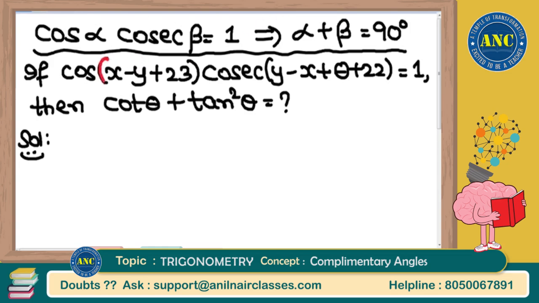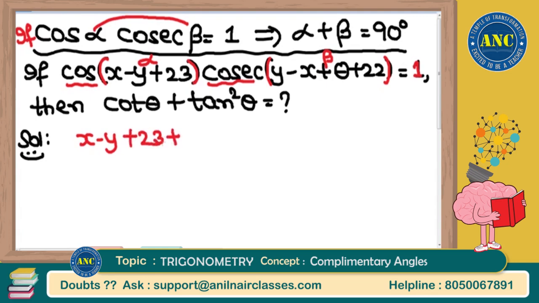This entire thing, whatever is there in the bracket angle, I will call that angle as alpha. This entire thing in this bracket is nothing but another angle. I will call that another angle as beta. Your question becomes, if cos alpha into cosecant beta is equal to 1, then alpha plus beta is 90. Alpha is x minus y plus 23. Beta is y minus x plus theta plus 22. This will be equal to 90 degrees, right?